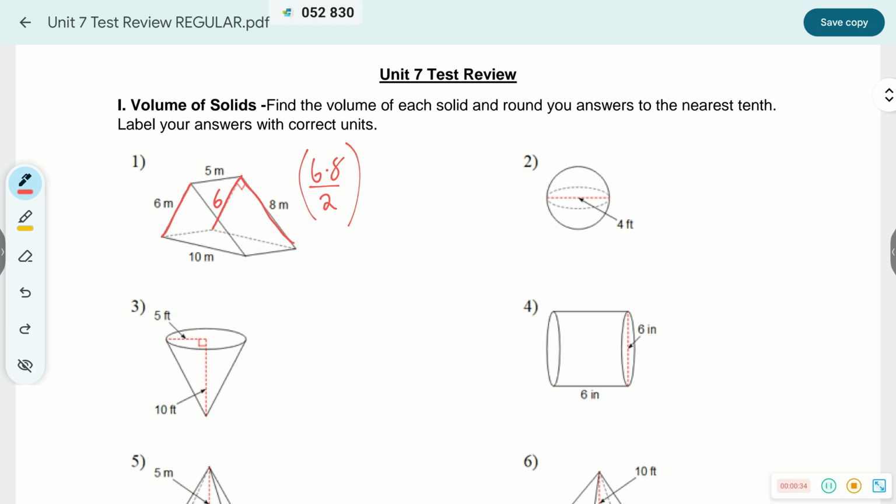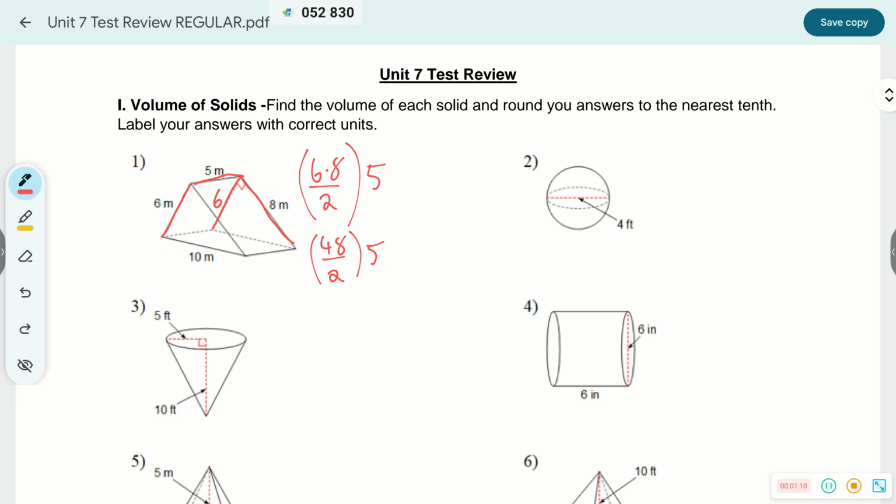The formula is base times height divided by 2 times the length. What is the length? It is extended outward as the square. That's the 5. It's extended out this way, times 5. So 6 times 8 is 48. 48 divided by 2 times 5.